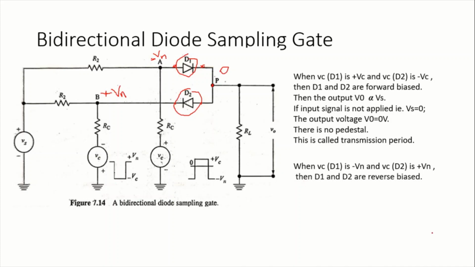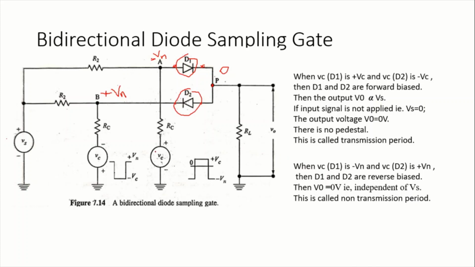So the diodes D1 and D2 will be reverse biased, and the output is equal to 0 independent of Vs, whatever might be the value of Vs you give. If the control voltages at diodes D1 and D2 are minus Vn and plus Vn, the output will be 0. So this is the non-transmission period. During this, no signal will be transmitted from input to the output.